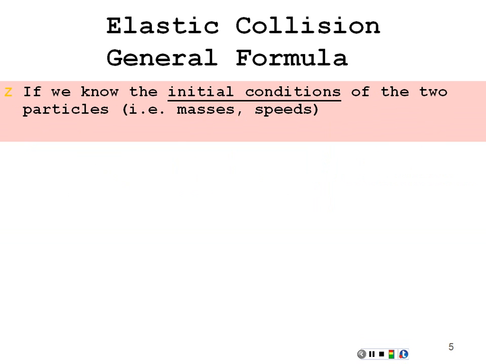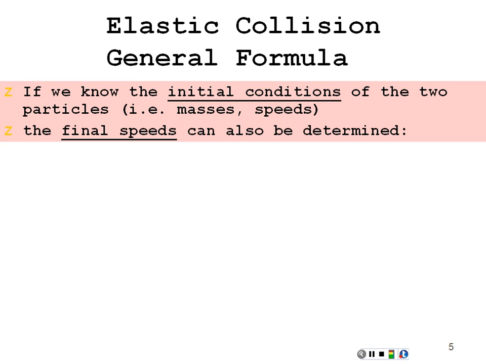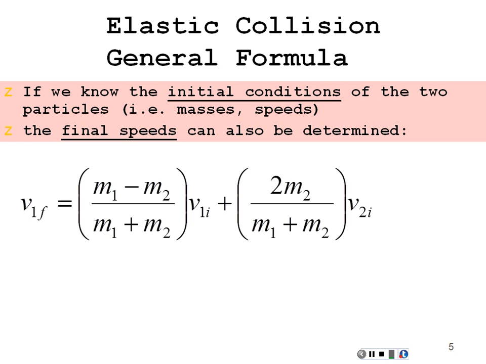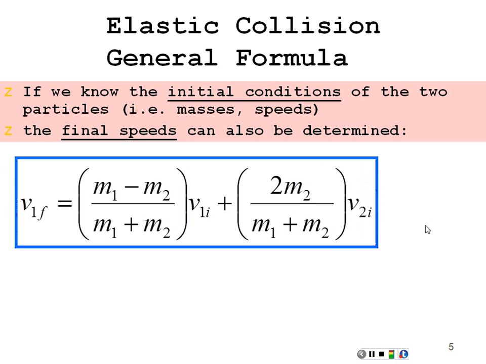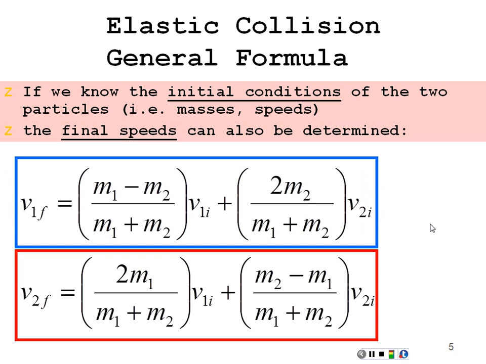Here's our general formula for elastic collisions. If you know the initial conditions, the masses and the initial velocities, you can find the final velocities from these equations. V1 final is equal to (mass 1 minus mass 2) over (mass 1 plus mass 2) times V1 initial, plus 2 mass 2 over (mass 1 plus mass 2) times V2 initial. That is equation number 1. And then V2 final is equal to 2 mass 1 over (mass 1 plus mass 2) times V1 initial, plus (mass 2 minus mass 1) over (mass 1 plus mass 2) times V2 initial.